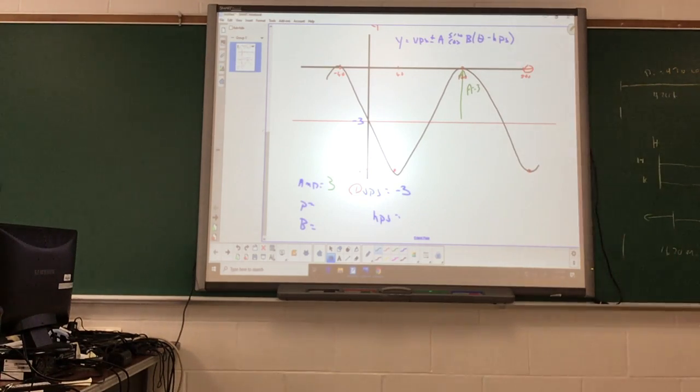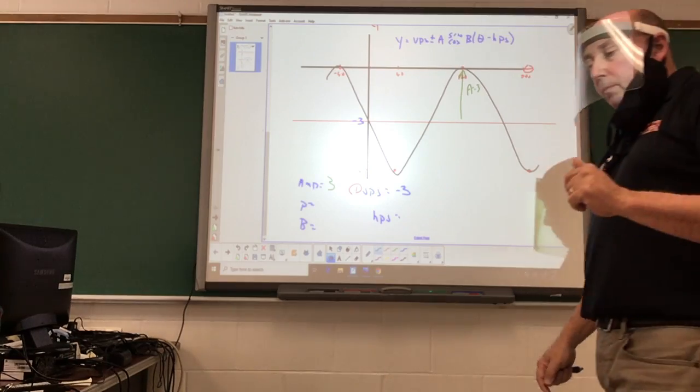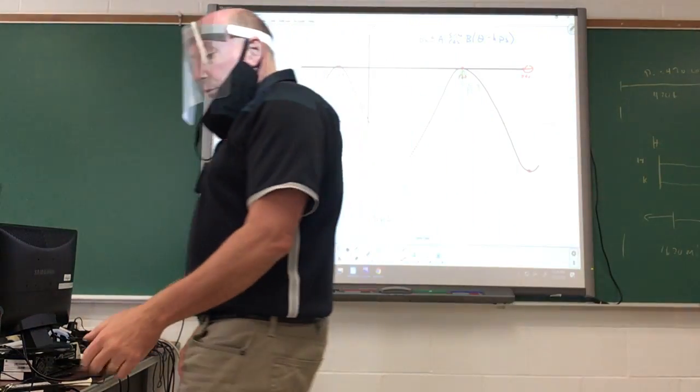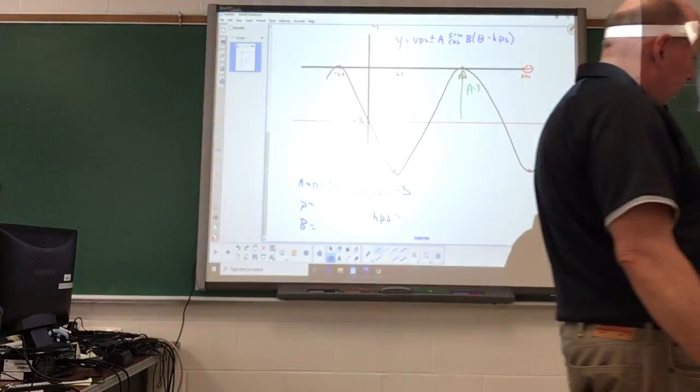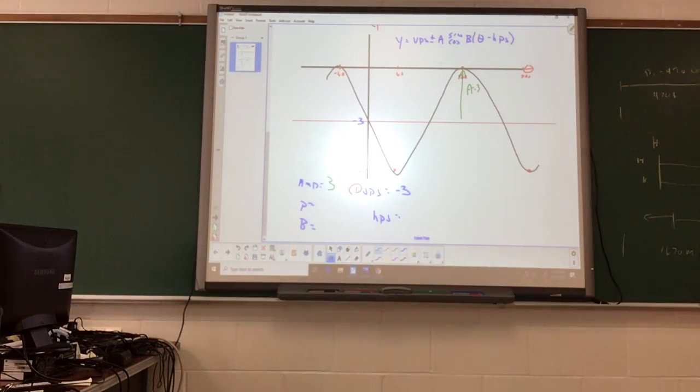Okay, the next thing we want to find is the period. How we calculate the period is to go from peak to peak or valley to valley. How many degrees are there from peak to peak or valley to valley? The peaks are going to be a little bit easier because they hit your theta axis there.